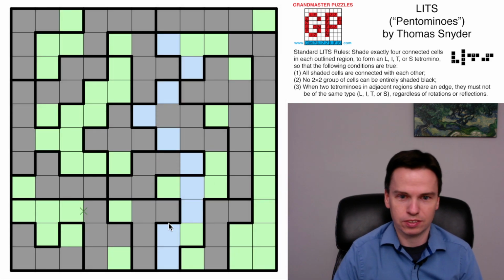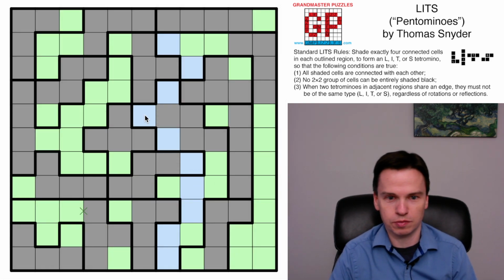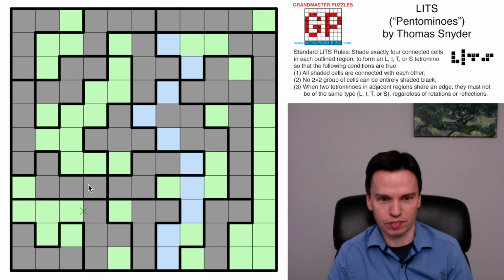So good Tuesday challenge. Basic LITS steps. The pentomino regions are fairly small, so they give a lot of shaded cells at the start, but we still have to think about how to keep them connected and also obey all the LITS rules, including not having 2 tetrominoes of the same type touching.